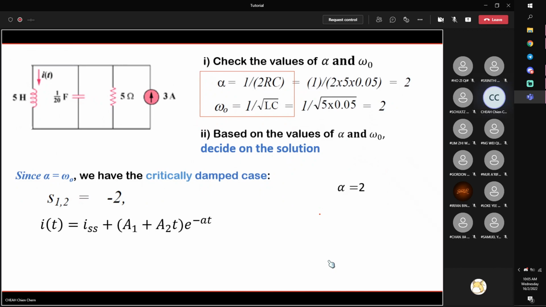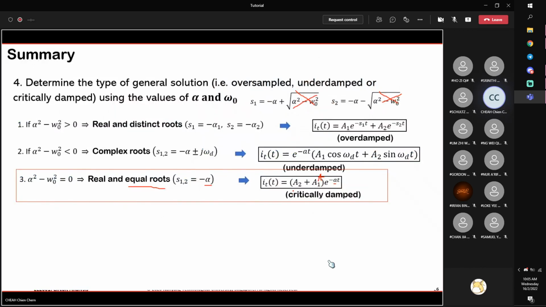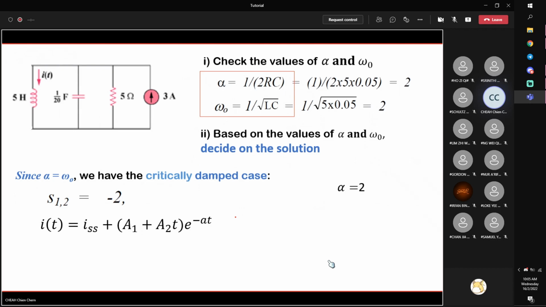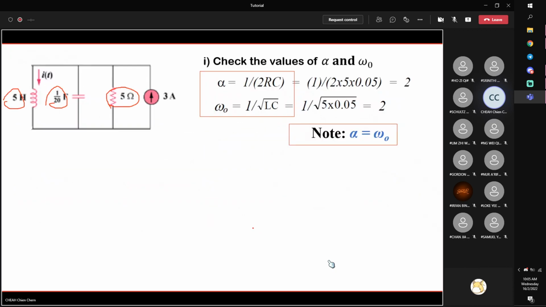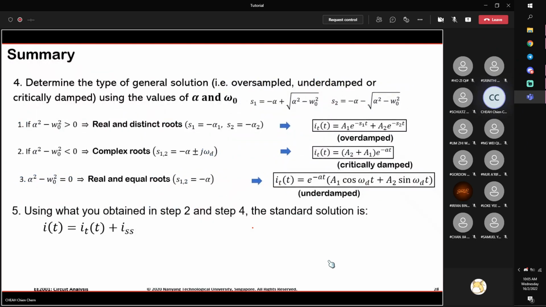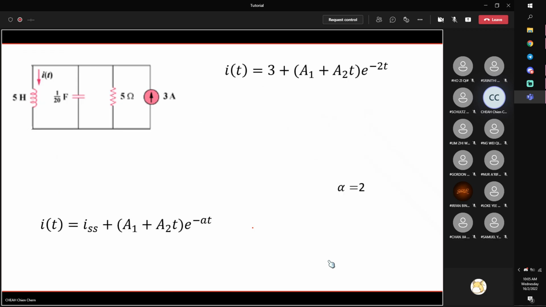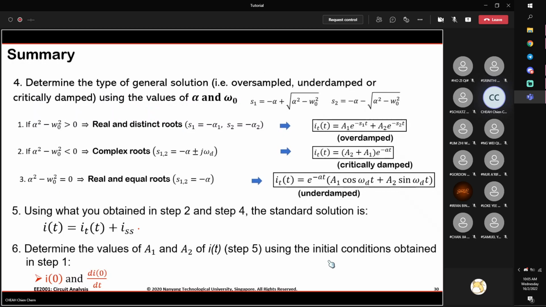Okay, next is that we know that it is critically damped. Therefore, we pick these solutions, and this is what we know now. Alpha is equal to 2. Just put it into here. I_SS was calculated as 3, so it can be placed inside as well. Just now I've gone through it. I_SS was equal to 3. Okay, which means that our solutions take this form: I_SS plus these solutions.